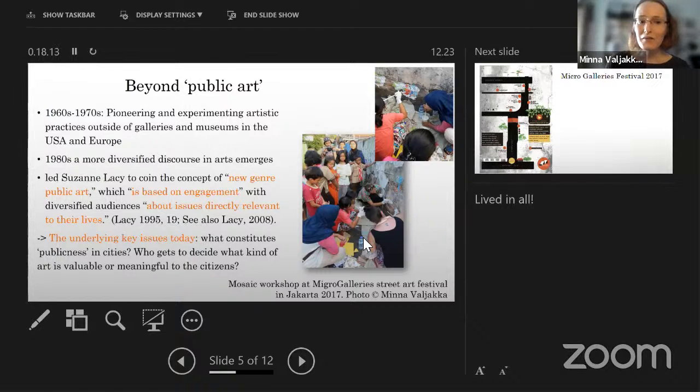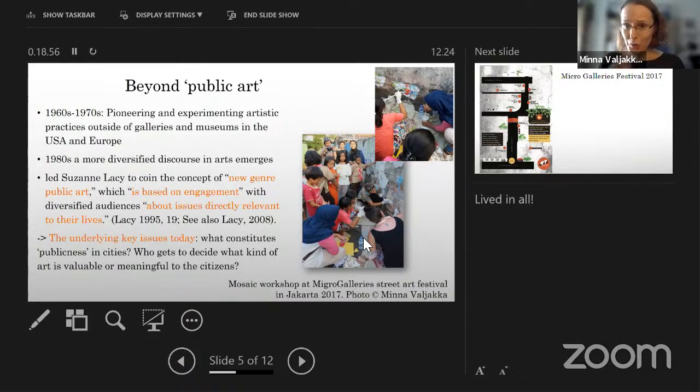So even today, these underlying key issues, the key questions we could and should ask, is what constitutes publicness in cities? Who gets to decide what kind of art is valuable or meaningful to the citizens? So is it only the government who gets to decide what kind of artwork is put into the park? Or could you have a local voting? Could the people actually tell the government what kind of artwork they want to have? Could the people do the artwork themselves, etc.?